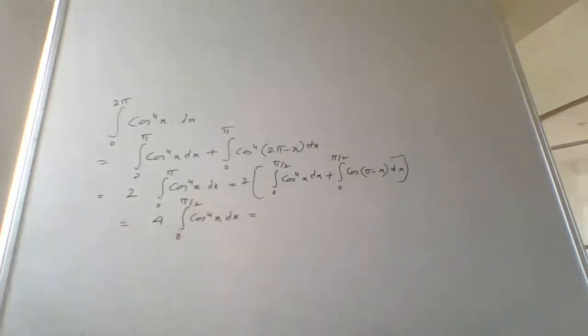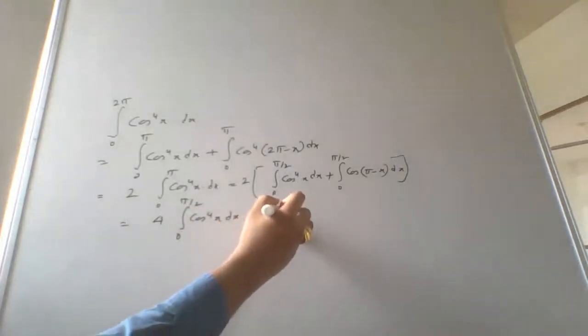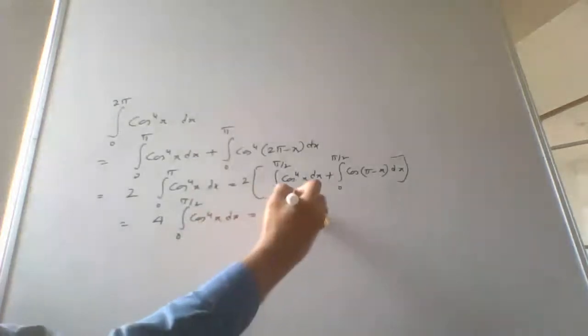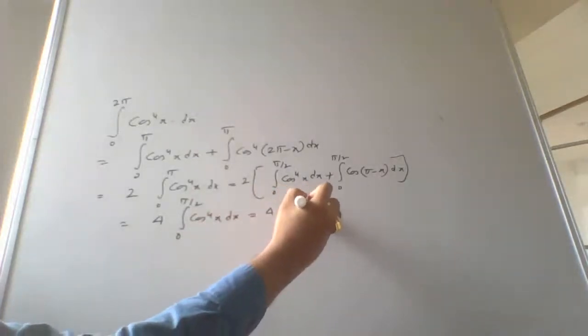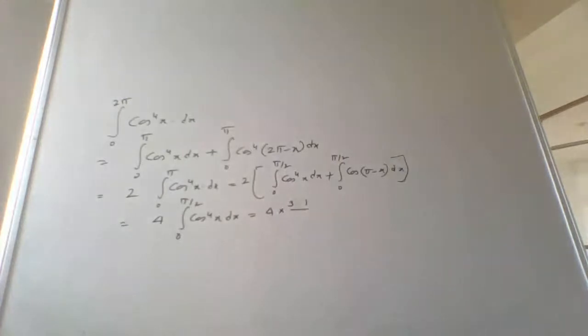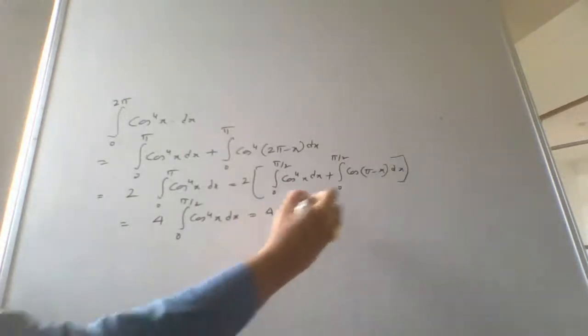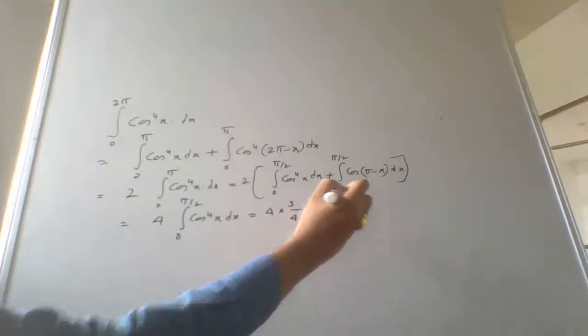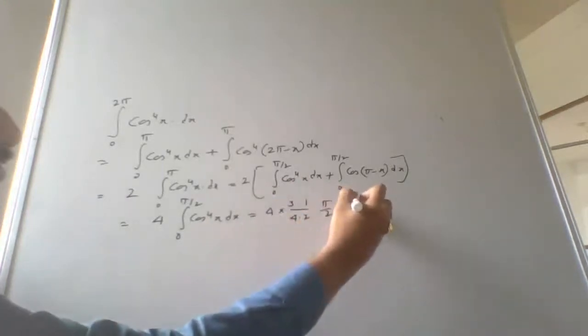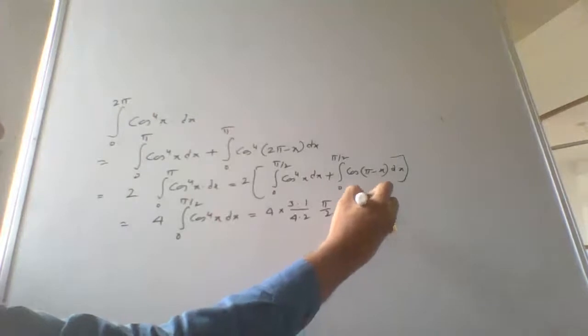Now n being even here, I get 4 into 3 into 1 in the numerator and 4 into 2 in the denominator, into pi by 2. So I get this result as 3 pi by 4.